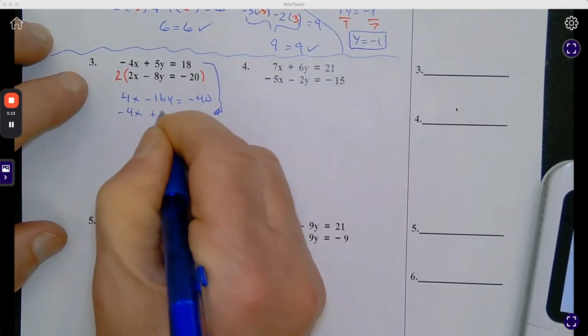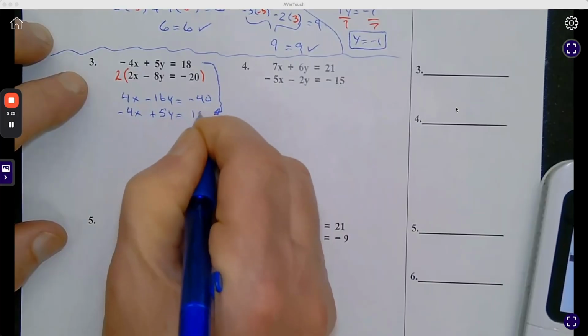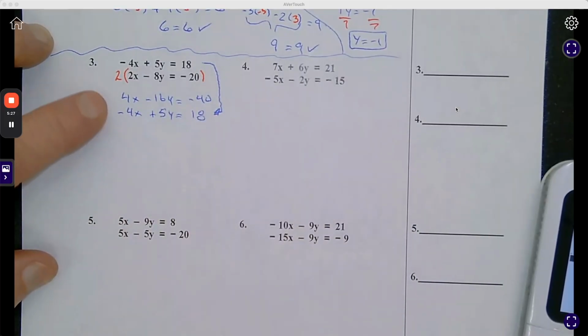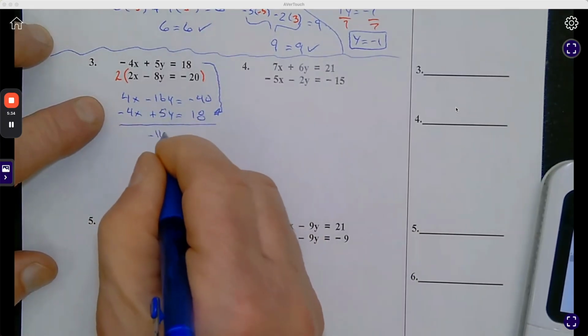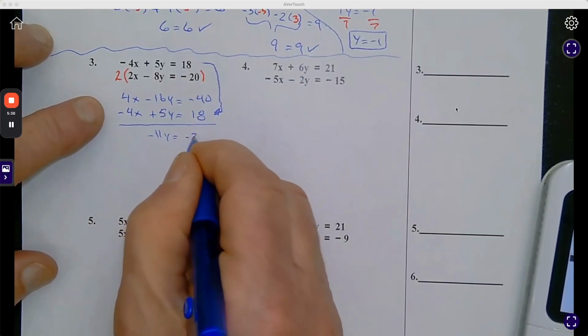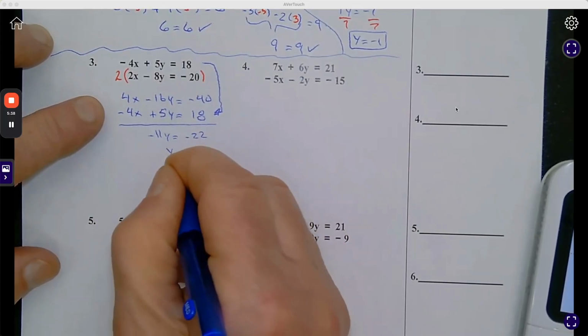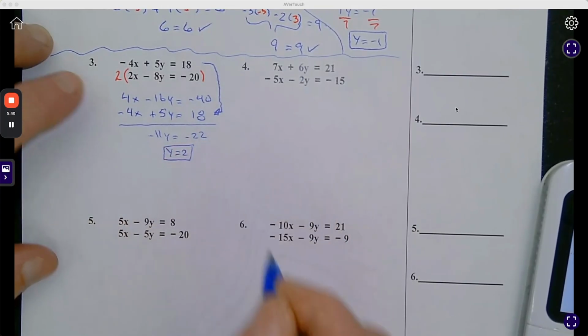And I'm not going to change anything about that. I've achieved my goal, and that is to get opposites in front of x. So now I'm going to add up my x's and my y's. That gives me -11y equals -22. Divide by -11, y is 2.